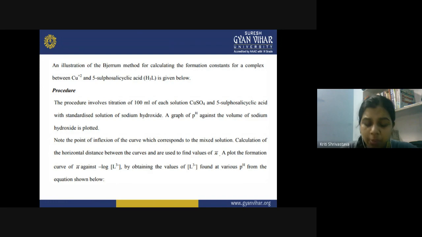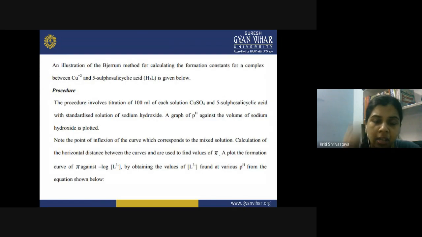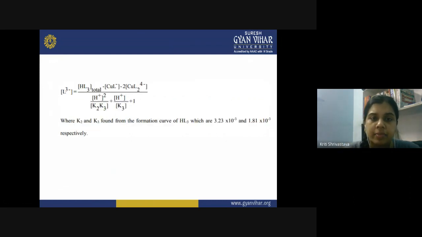So every time you are performing the titration, you are actually finding out the unused sulfosalicylic acid by titrating with NaOH, and you are plotting the graph. And every time after plotting the graph, when you obtain the value of L, you will just put it here.